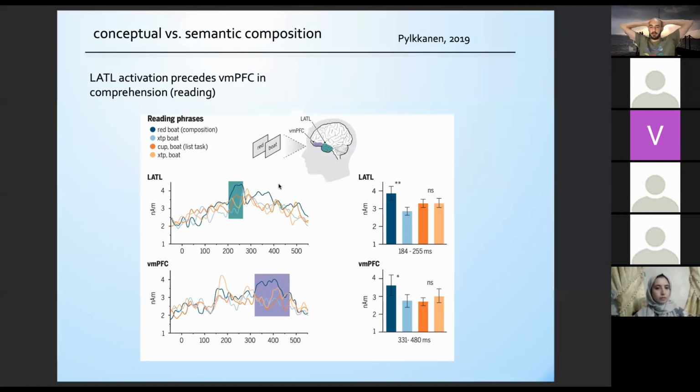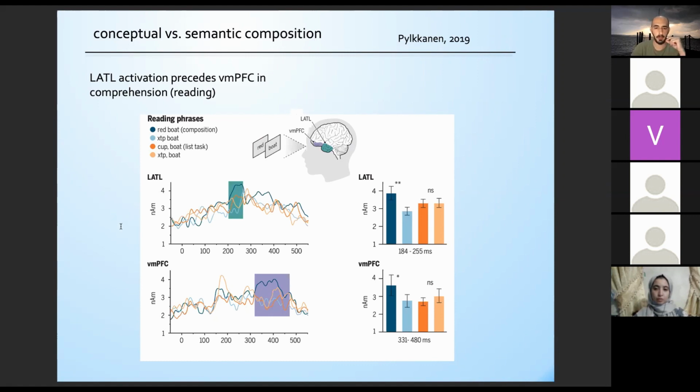Now, if you look at this review paper, there are many other examples of experiments with a very similar manipulation. In this experiment, they compared red bot, where you have composition with the pseudo word bot, with cap bot, again a list task, and pseudo word bot. So an even more basic experiment, and again they show a very similar effect. This is your LATL, your left temporal pole, and at about 200 milliseconds you have this burst of activity for red bot compared to the other bots.